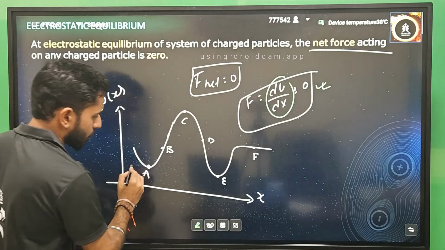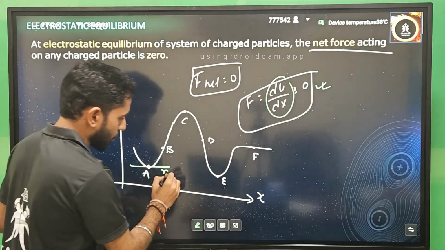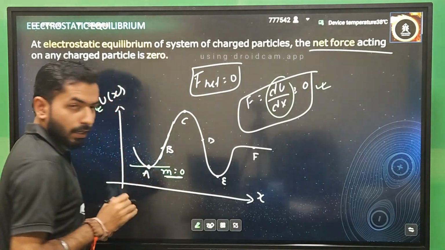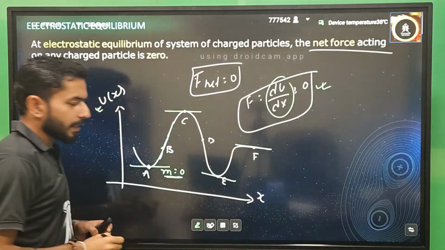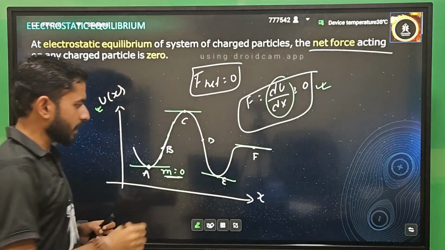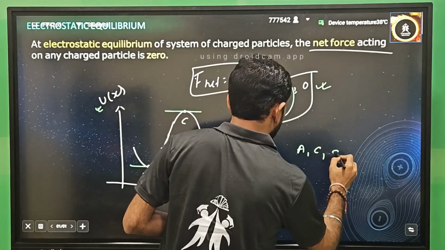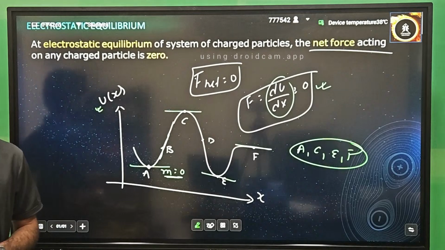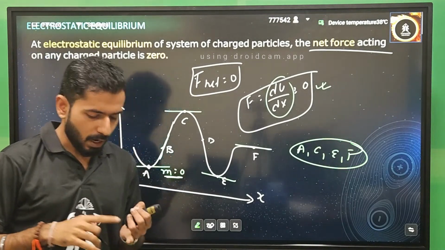Point A. How will you calculate the slope? This will be the slope. Can you say the slope for this line will be what? You know, tan 0 is equal to 0. Slope for this line is 0. Slope for this line is non-zero. This line 0, this line 0, this line 0. That is how many equilibrium points I am getting. Correct? 1, 2, 3, 4. I can say point A, point C, point E and point F. All these 4 points are my equilibrium points.